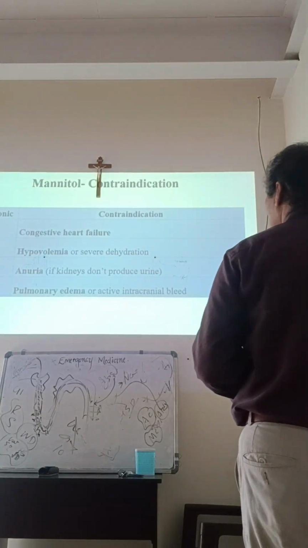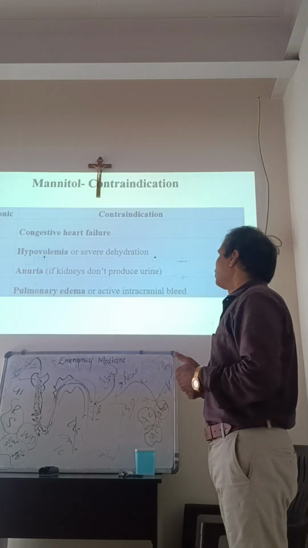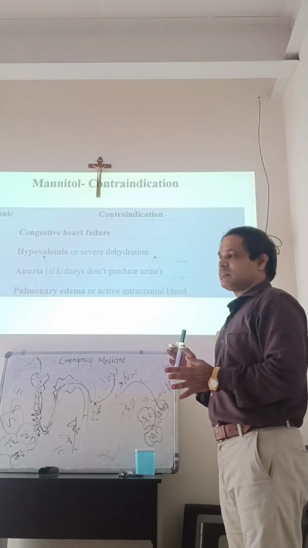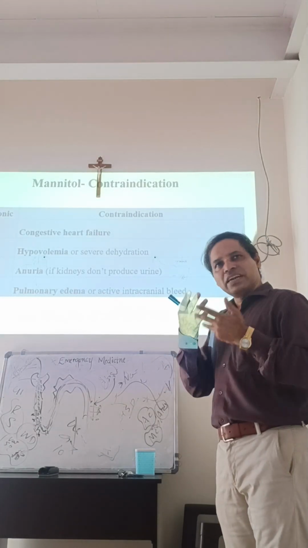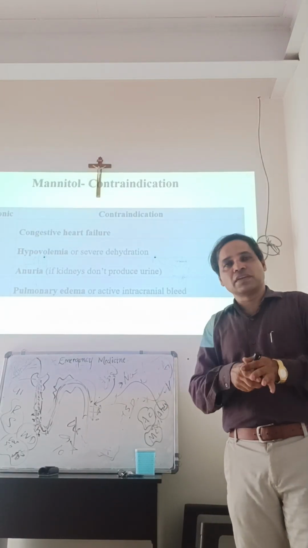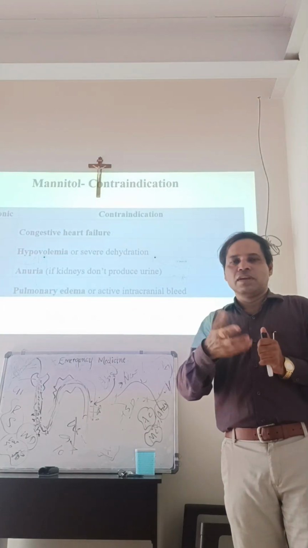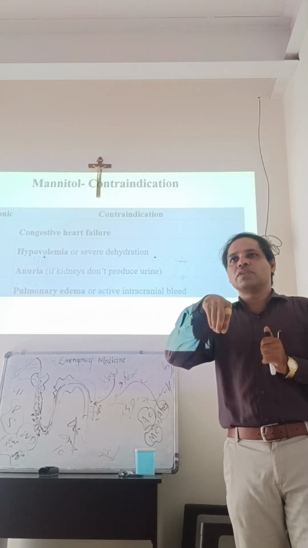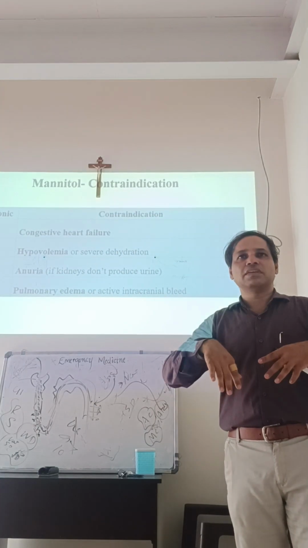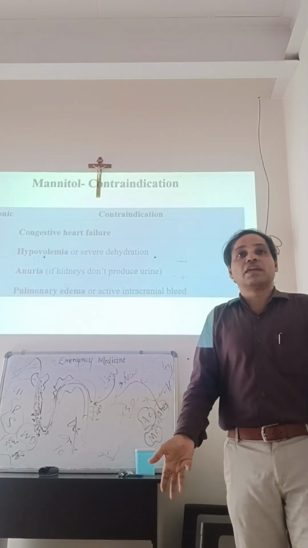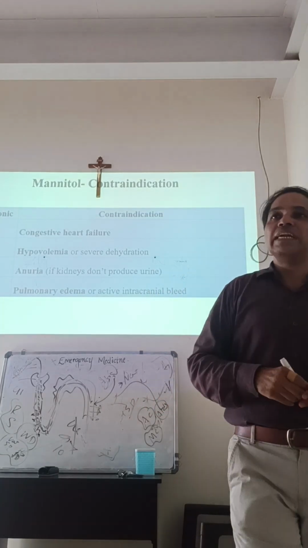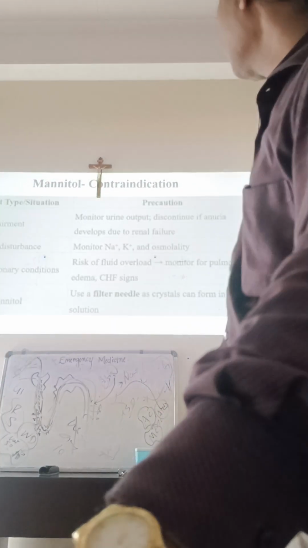Contraindications: don't give in congestive heart failure, hypovolemia, or severe dehydration. If the kidneys don't produce urine, don't give this, because kidney failure is there and filtration is not occurring. If you give the drug, it will just remain in the blood vessel. It will not come to the kidney filters, to the nephron, as the filtering capacity is lost. The drug will remain in the blood vessel, drawing fluid into it, and the blood volume keeps increasing but the drug is not going out. Danger. Then pulmonary edema, or active intracranial bleeding, is there if you use this mannitol.